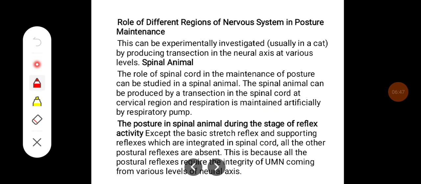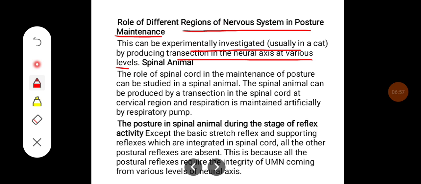The role of different regions of the nervous system in posture maintenance. This can be experimentally investigated, usually in a cat, by producing transection in the neural axis at various levels. Spinal animal: the role of the spinal cord in the maintenance of posture can be studied in a spinal animal.